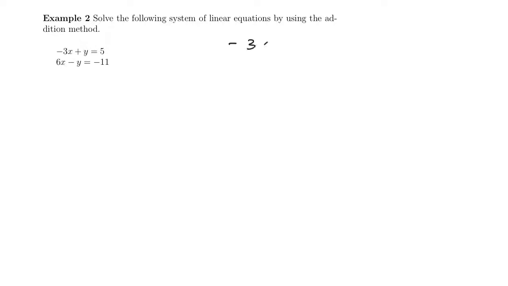We have negative 3x plus y is 5. I just want to line it up a little bit more carefully, but below that I have 6x minus y is equal to negative 11. Well, if I add the left sides together and also add the right sides together, that should give me an equation that combines both and yields something that still is true. Let's see what happens if we do that.